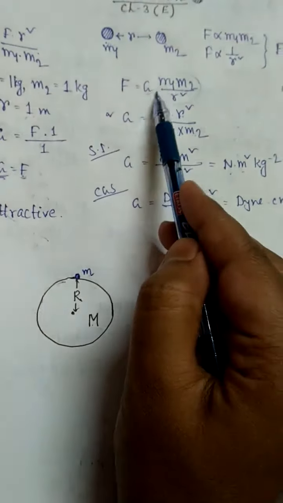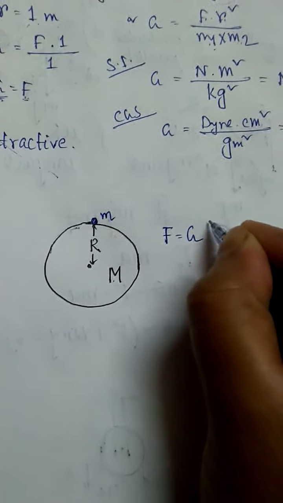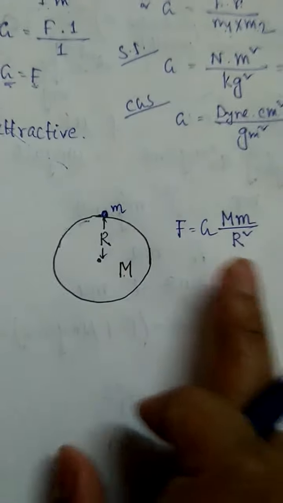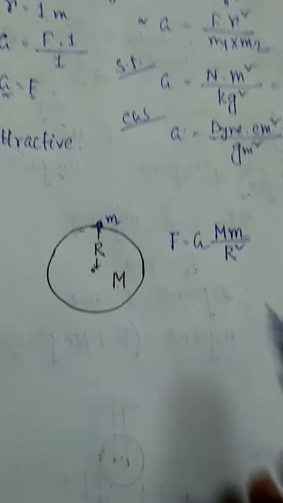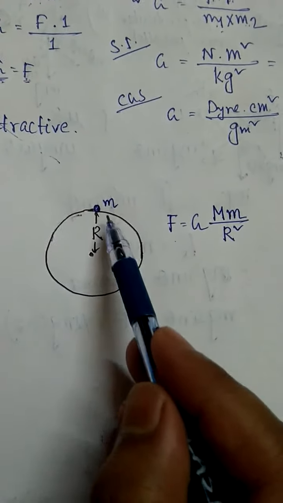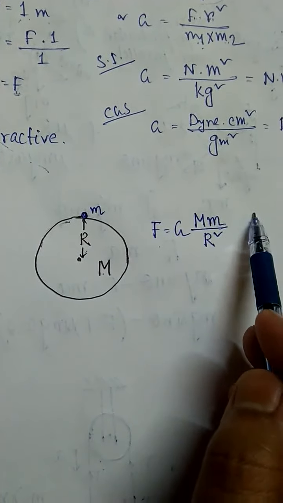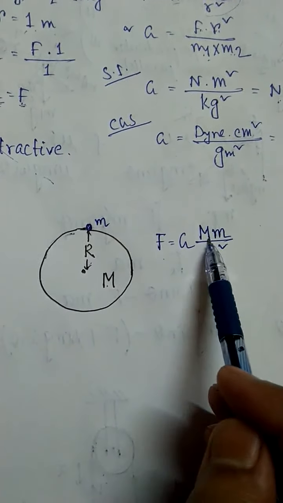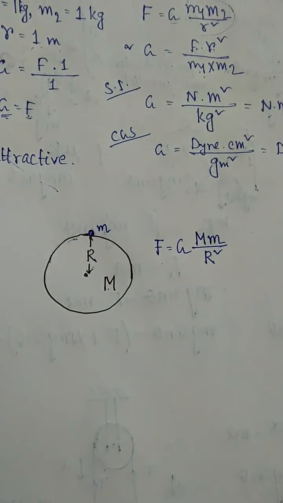From Newton's law we can say that F equals G into capital M small m by R square. Basically, this is the force by which Earth is pulling this object, and this force is known as the force due to gravity. Is it okay?